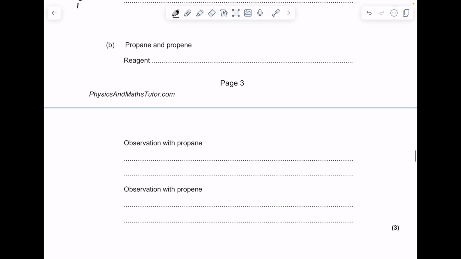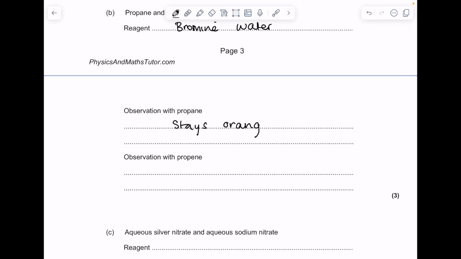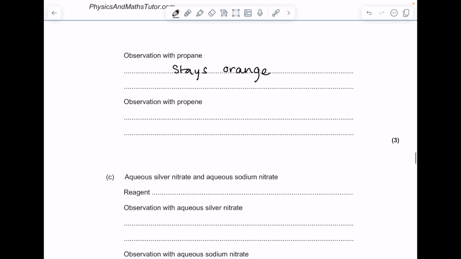What about to distinguish between the alkane propane and the alkene propene? You want to use bromine water. With the alkane, it will stay orange. With that unsaturated hydrocarbon, it will turn from orange to colourless.